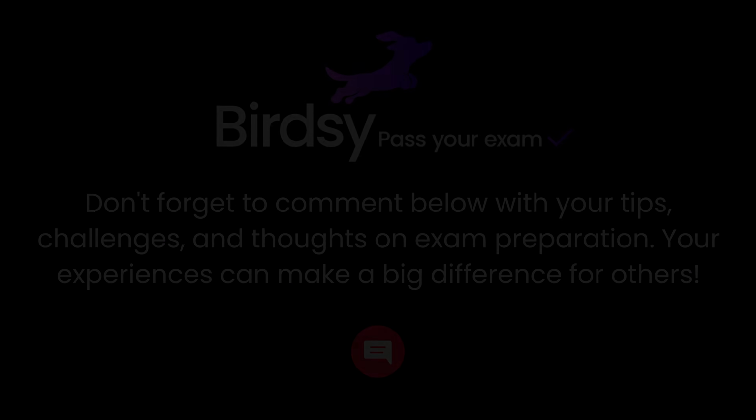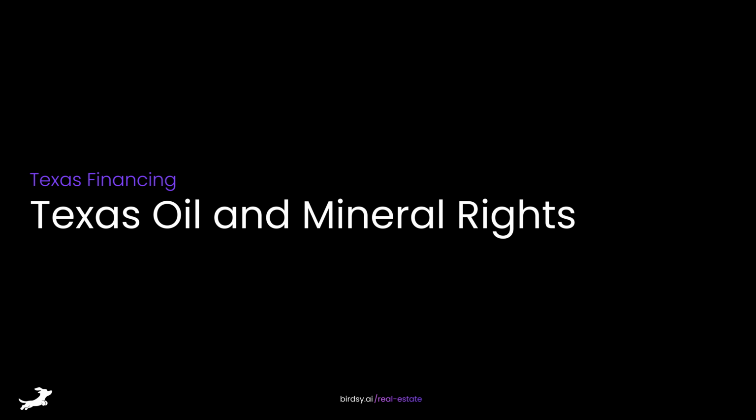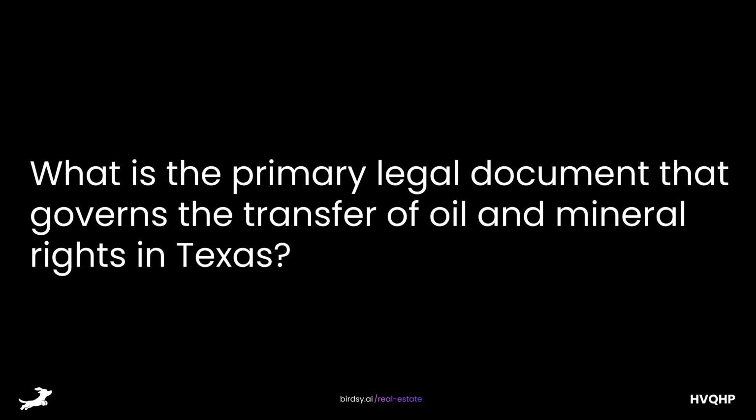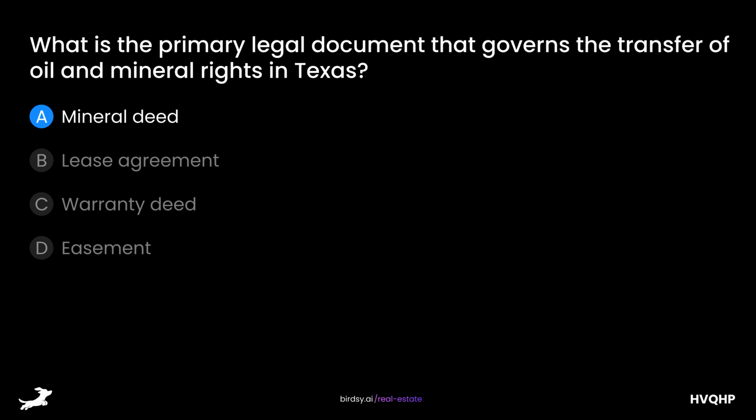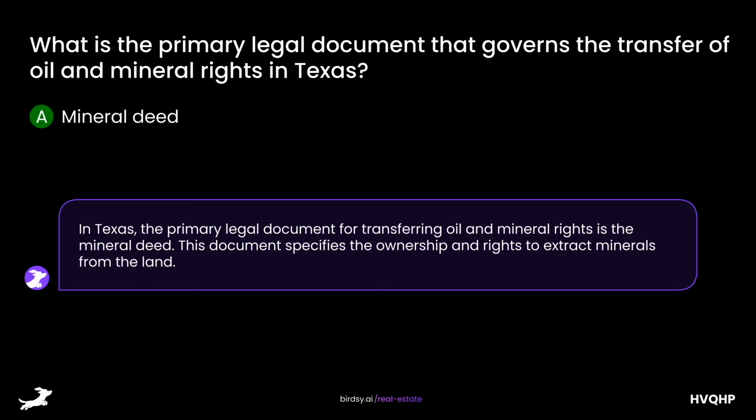Texas oil and mineral rights. What is the primary legal document that governs the transfer of oil and mineral rights in Texas? Is it A, mineral deed, B, lease agreement, C, warranty deed, or D, easement? The answer is A, mineral deed. In Texas, the primary legal document for transferring oil and mineral rights is the mineral deed. This document specifies the ownership and rights to extract minerals from the land.